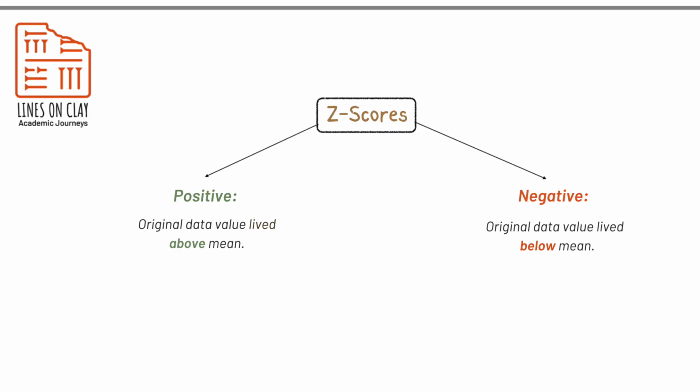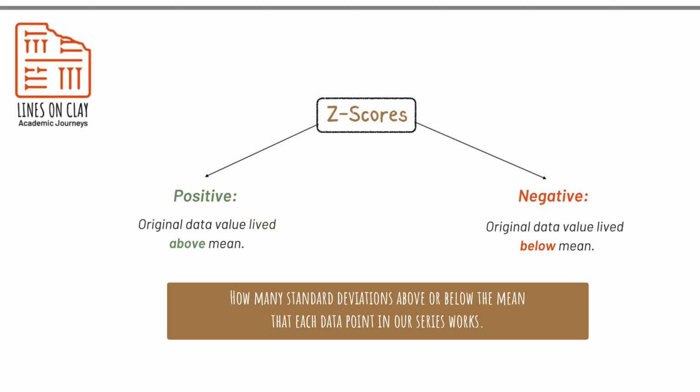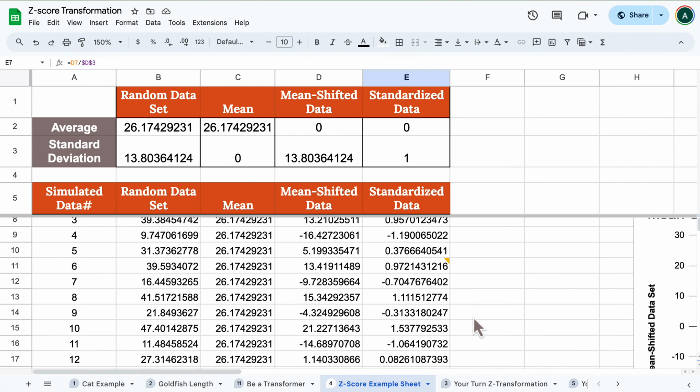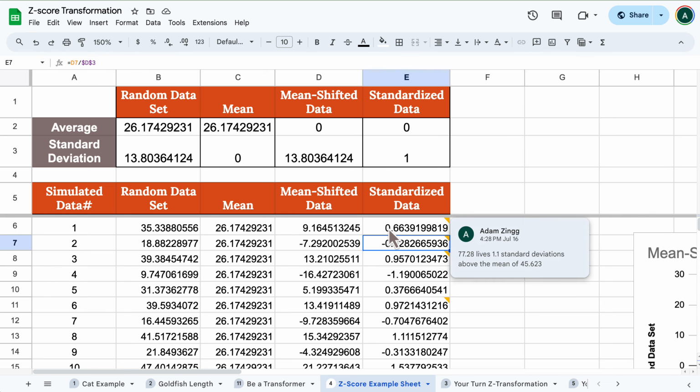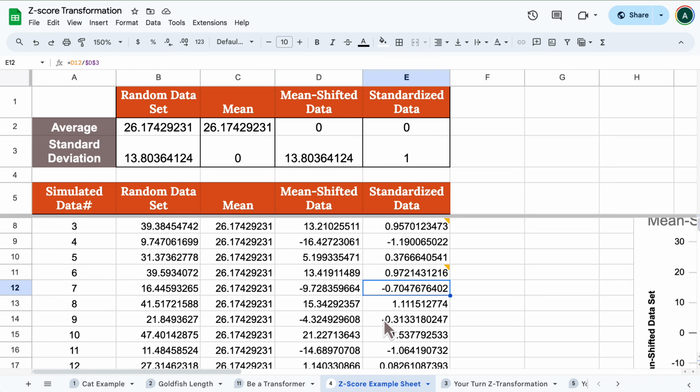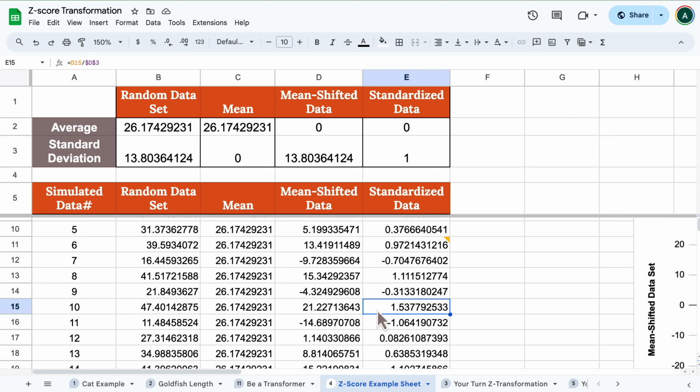And really importantly, it's telling us how many standard deviations above or below the mean each data point in our series lives. A lot of times we can just look at our data series as a whole as a standardized series, which is what I've done. It's not uncommon at all to single out one particular data value. This happens all the time in, say, inferential statistics, when we're thinking about the z-score associated with that one particular data value. So my data value was 47.4, and the corresponding z-score is 1.538. That's how you take a z-score.